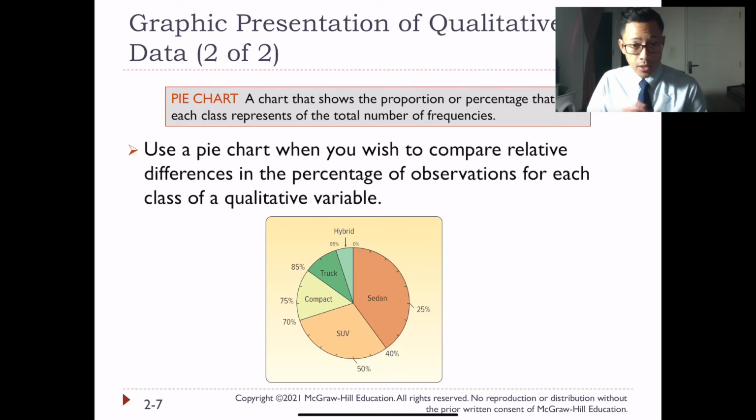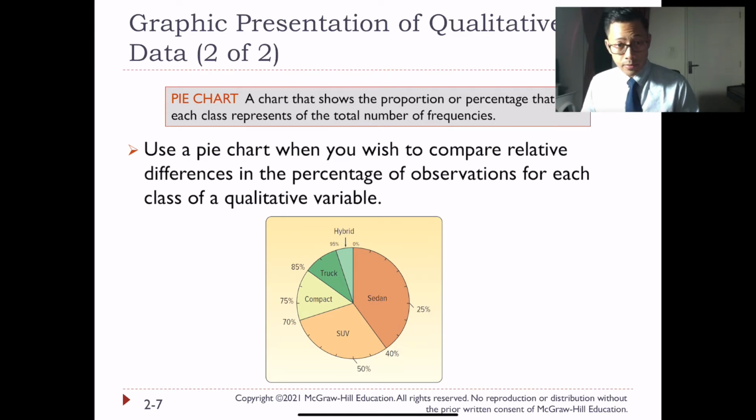Of course, this is not the Indonesian setting. If this were the Indonesian setting, we would have a higher share for MPV, multi-purpose vehicle. We would also have a higher share of compact vehicles, and we definitely have a very, very low share of sedan in the country.